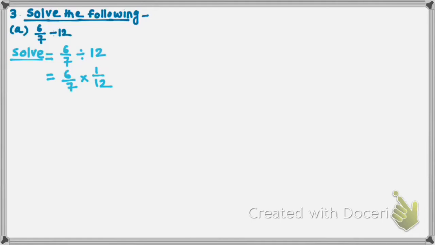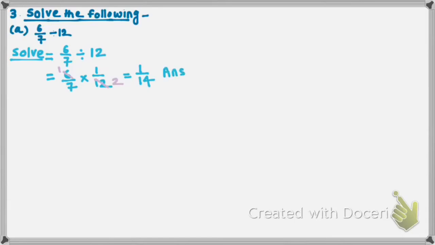6 will come in 3's table 2 times, and 12 will come in 3's table 4 times. And now we can also reduce it by 6. Okay, so 6 one time and 12 two times. So 1 into 1 will become 1 and 7 into 2 will become 14. So this is our answer. 1 upon 14 is our answer.